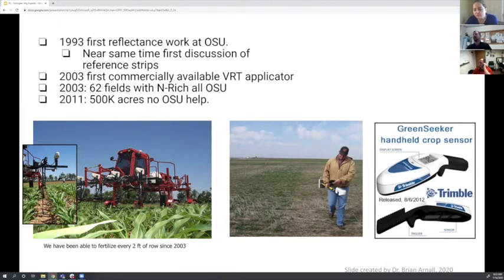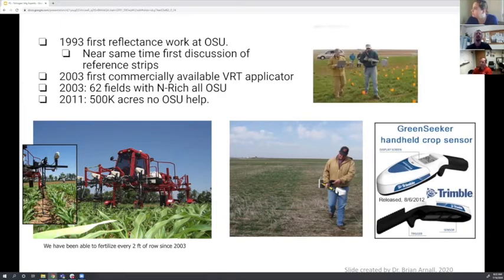It's that transition. So if you can click one more. I like this picture because this was our advanced version of the early sensors before we had an active sensor.